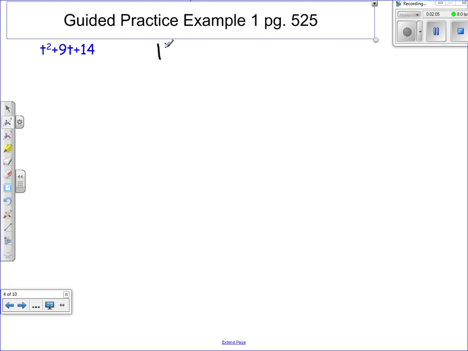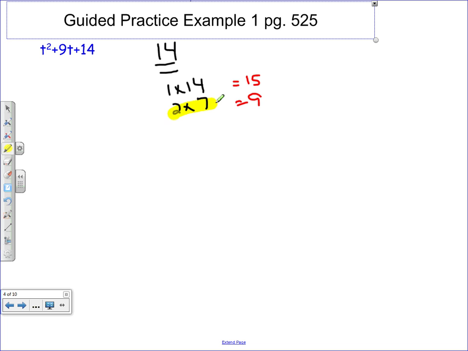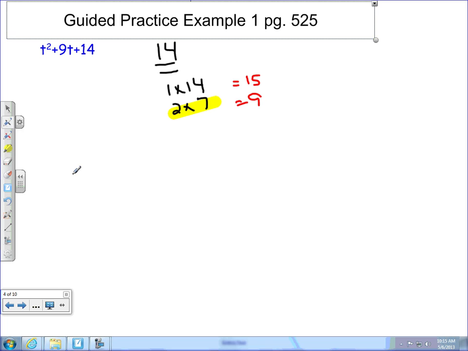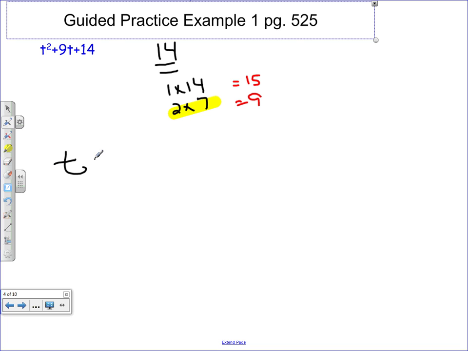Again, all positive here. Factor pairs of 14 that are going to give us a positive 9 is our goal. We have 1 times 14, 2 times 7. Off to the side, let's find our sums. We would have 15 and 9. So it looks as though this is the factor pair we want to use. We would factor it as t plus 2 times t plus 7.